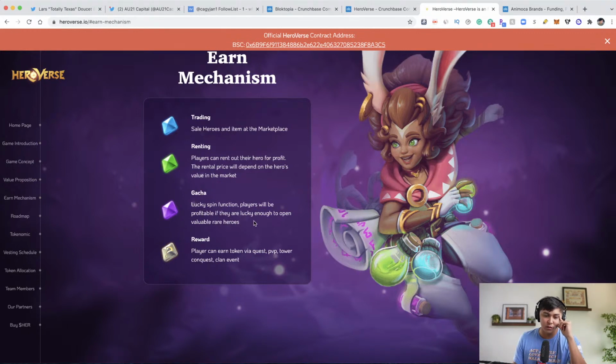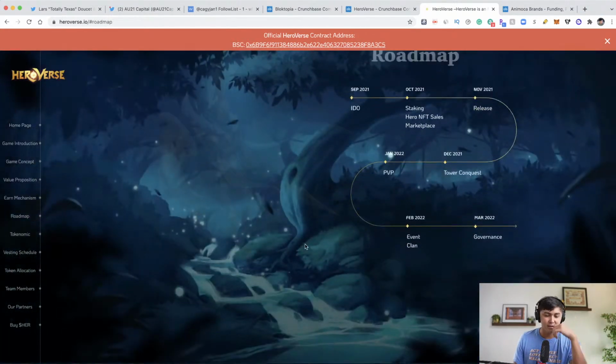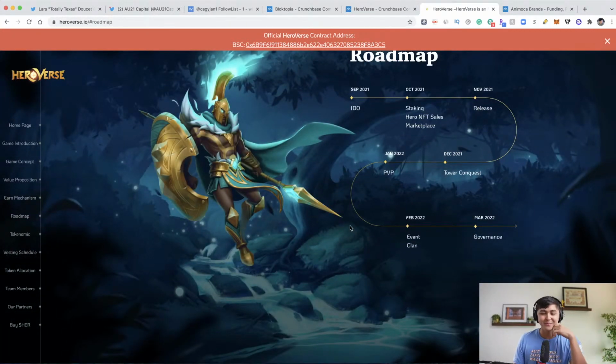Lucky spin function: players will be profitable if they're lucky enough to open valuable rare heroes. Gambling. Reward: a player can earn token via quest, PvP, tower conquest, and clan event. So this is like the play and earn model, right? No, they're already even making me say it. It's play to earn. Okay.